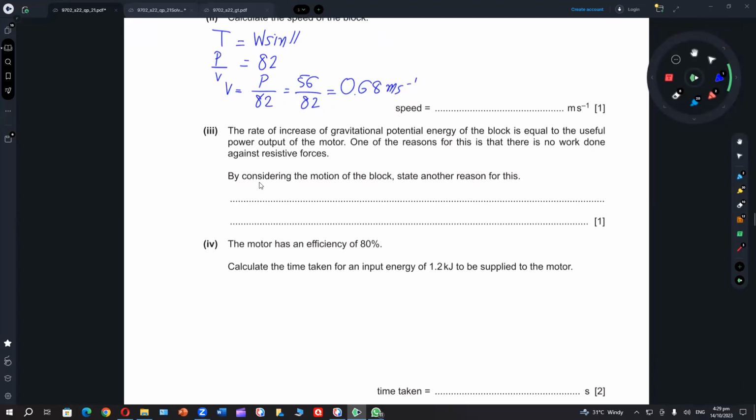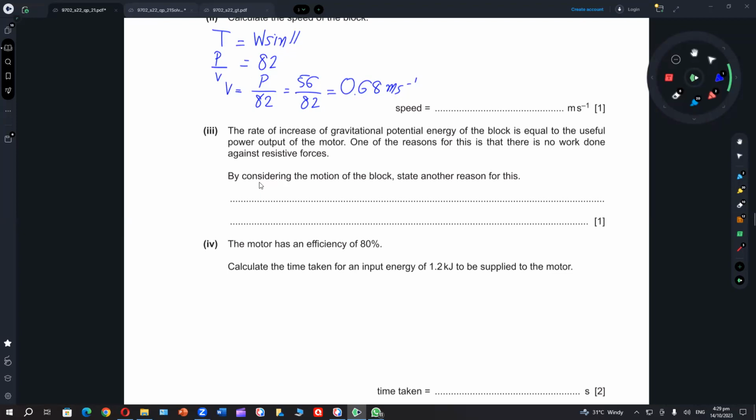The rate of increase of gravitational potential energy of the block is equal to the useful power output of the motor. One of the reasons for this is that there is no work done against resistive forces. He says the motor delivery is the same as the increase in gravitational potential energy, and the reason is that there is no work done against resistive force. Second point is that velocity is constant. When velocity is constant, nothing is going to kinetic energy.